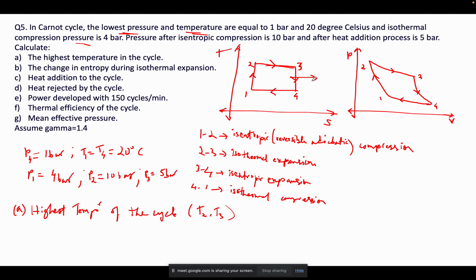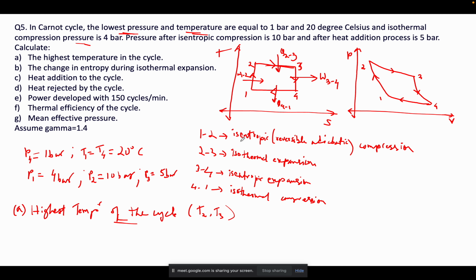Now here I will put some terms. This is the work of expansion, I am giving it as W34, and this is the work of compression, I am giving this terminology as W12. This heat addition will take place at this point, so I am giving this as Q23, and here the heat rejection takes place, so I am giving this term as Q41. Everything is here, I will not draw the same again. Now the highest temperature is either T2 or T3.